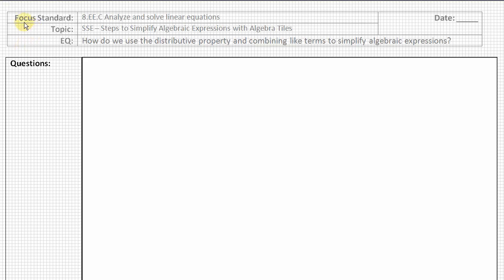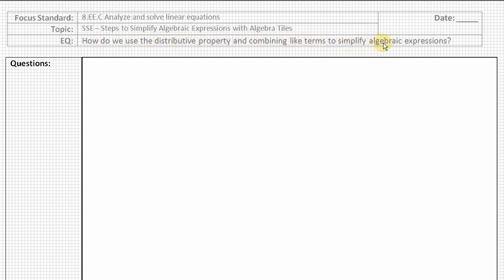For today's lesson, our focus standard comes from Grade 8, Expressions and Equations, Standard C, Analyze and Solve Linear Equations. Our topic continues to be from Simplifying and Solving Equations, and today's lesson is on steps to simplify algebraic expressions with algebra tiles.